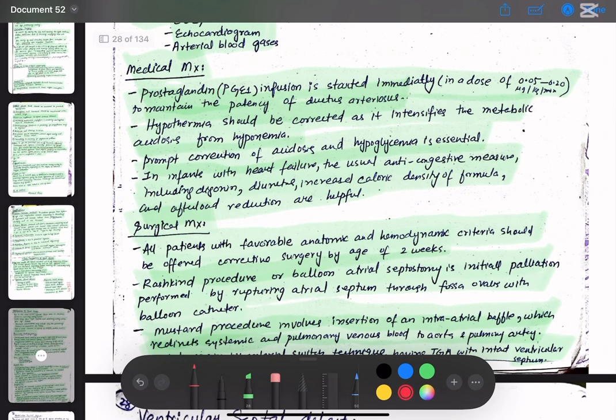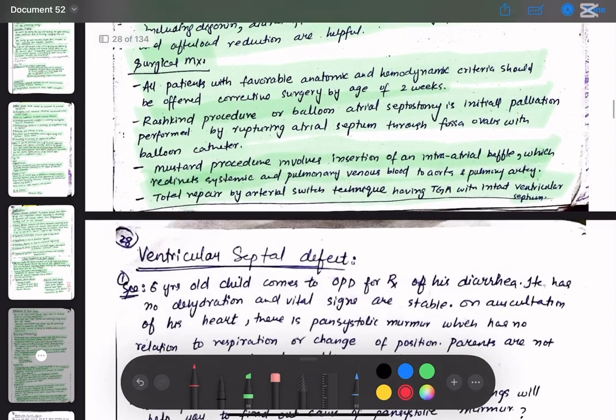This is the medical management: prostaglandin infusion is started immediately. Hypothermia should be corrected. Prompt correction of the acidosis is done. And in infants with heart failure, use anticongestive measures. These are the surgical treatments: all patients with favorable anatomic and hemodynamic criteria should be provided corrective surgery, and the Rashkind procedure or balloon atrial septostomy is the initial palliation performed by rupturing the atrial septum through the fossa ovalis with a balloon catheter. The Mustard procedure involves insertion of an intra-atrial baffle which redirects systemic and pulmonary venous blood to the aorta, and total repair is by the arterial switch technique in TGA with intact ventricular septum.